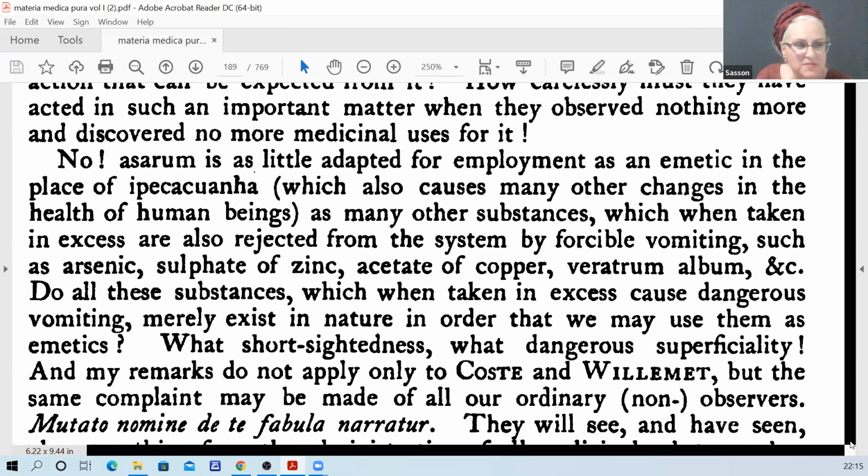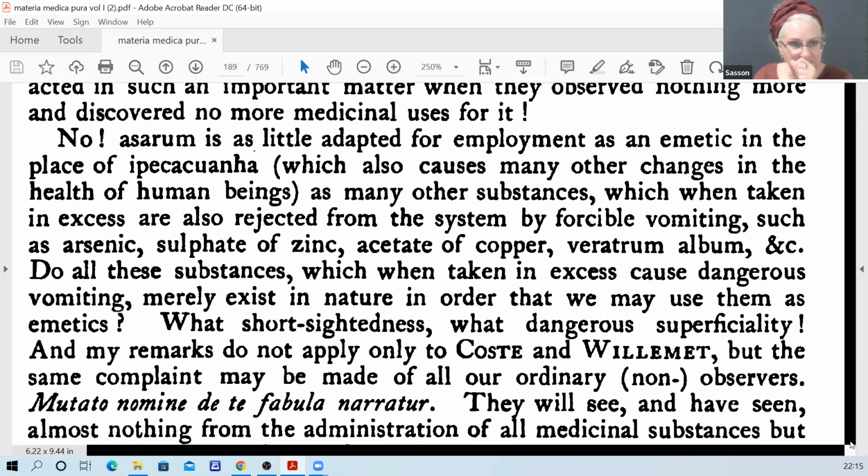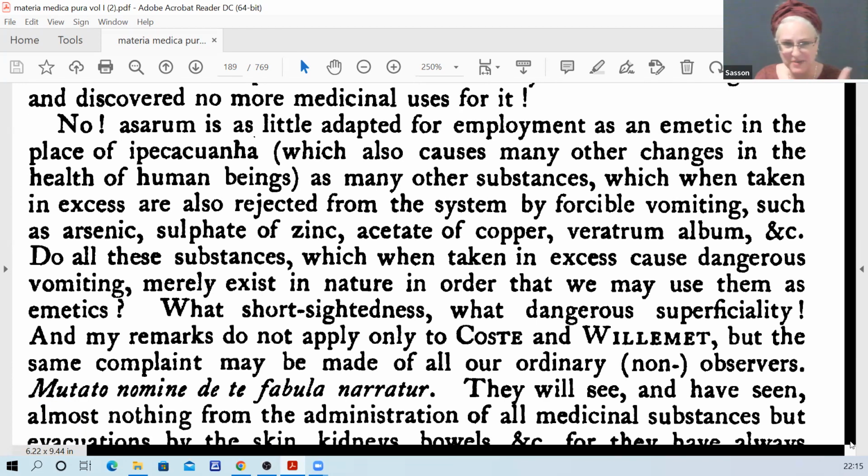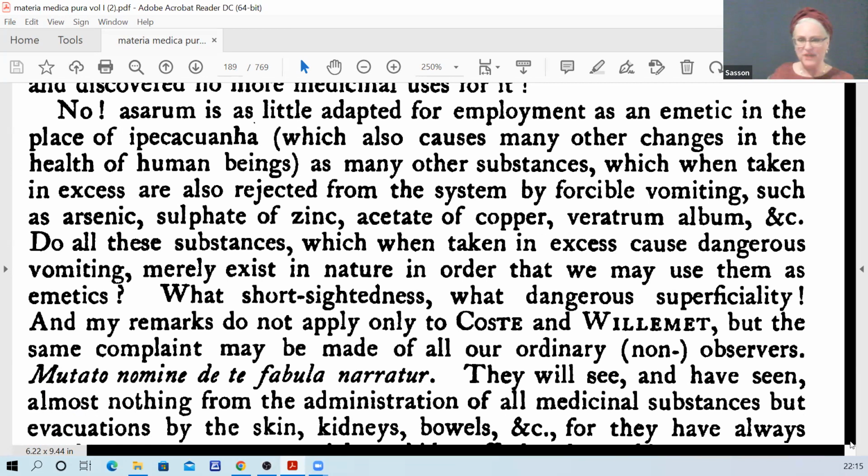And my remarks do not apply only to Coste and Villeneuve or Willemette. I'm not sure, I think they're French. But the same complaint can be made of all our ordinary non-observers. Let me come to an interesting phrase here. Just a minute, please.